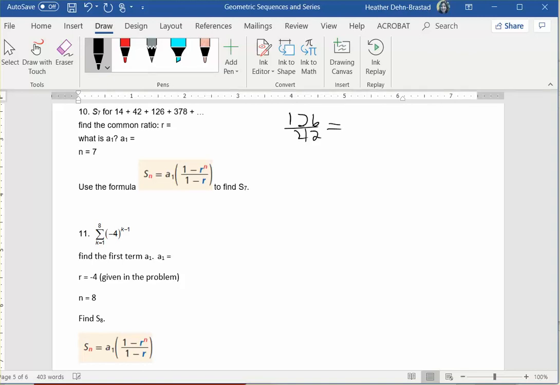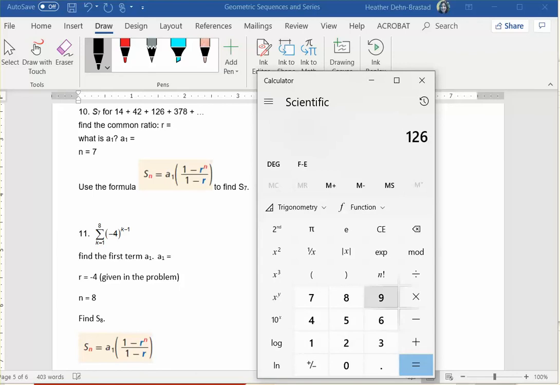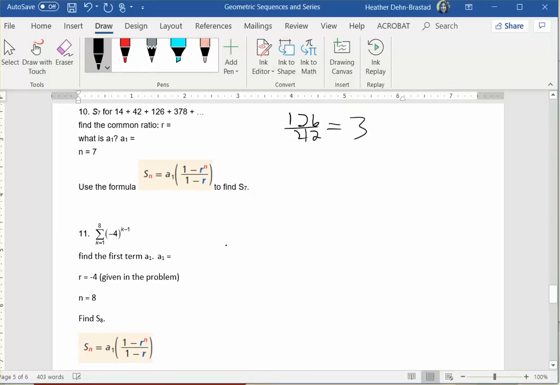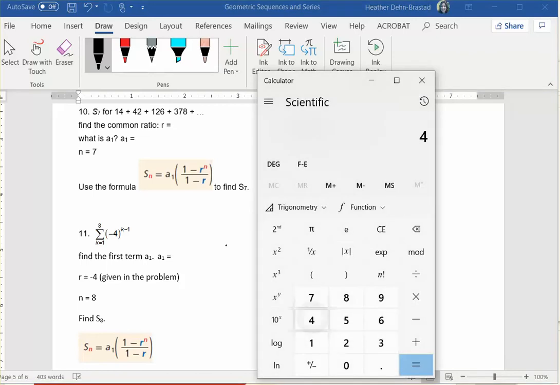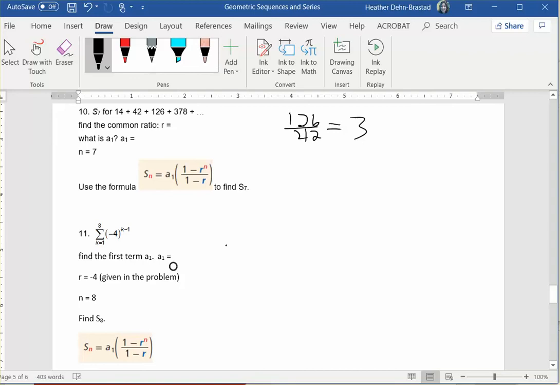So 126 divided by 42. We can double check that we get that same ratio when we do 42 divided by 14. We should also get 3. Yep, we do. Okay, so the common ratio is 3. What is a sub 1? That's the first term in your series, so in this one it's 14. And they want us to find the sum up to 7, so the first 7 terms.